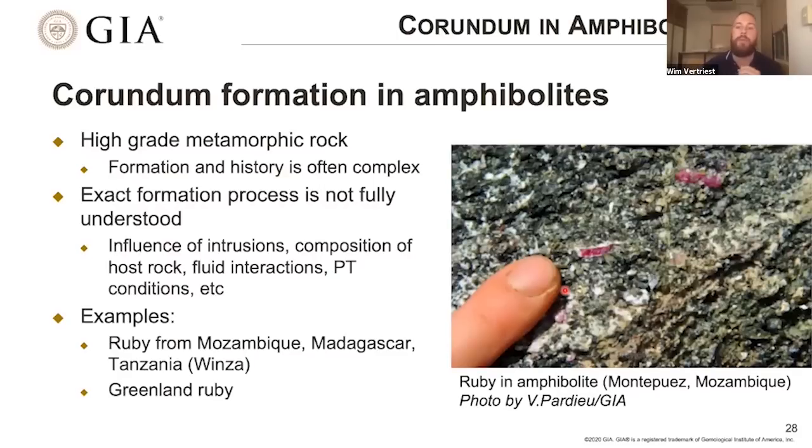A few examples of corundum in amphibolites are the rubies from Mozambique, which are extremely common, but were only discovered 10 years ago. Rubies from Madagascar, which have been around for, let's say, maybe 20 years. So still very, very recently discovered deposits. Same for Tanzania with the Winza deposit, which was discovered, I think, in 2007, 2008.